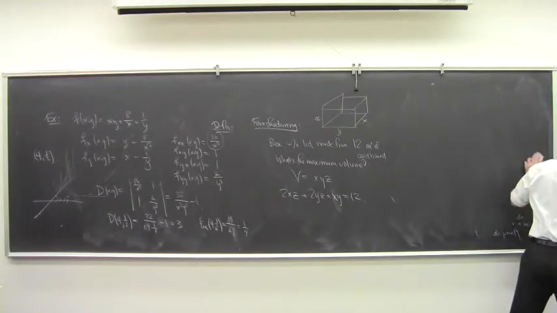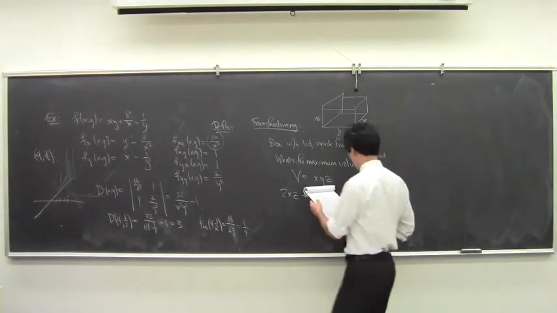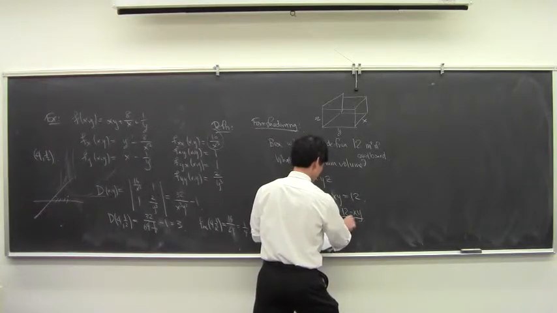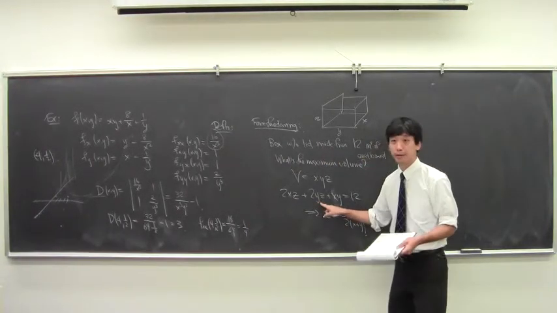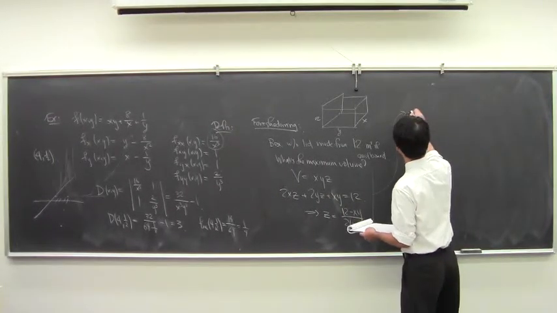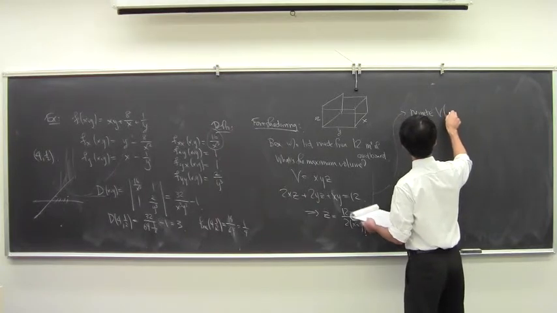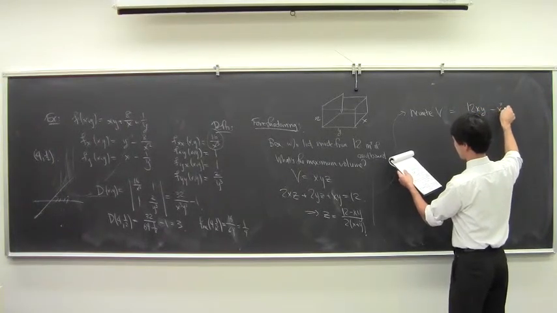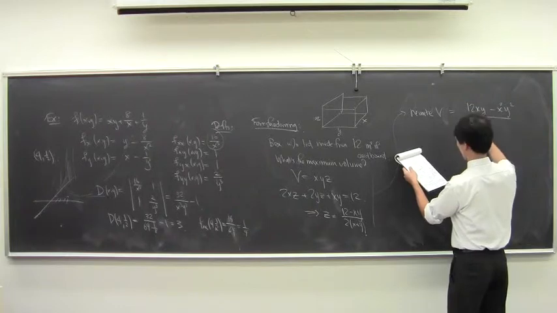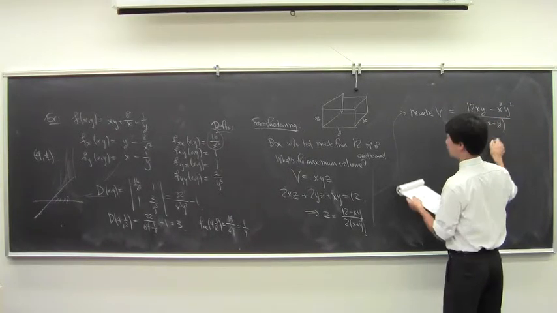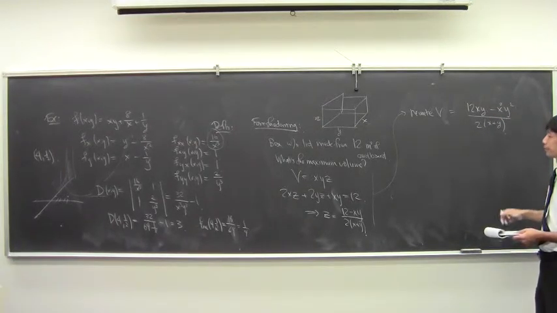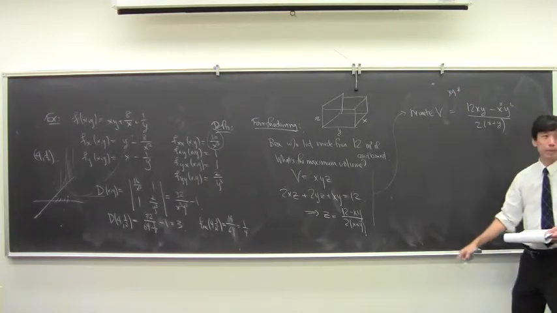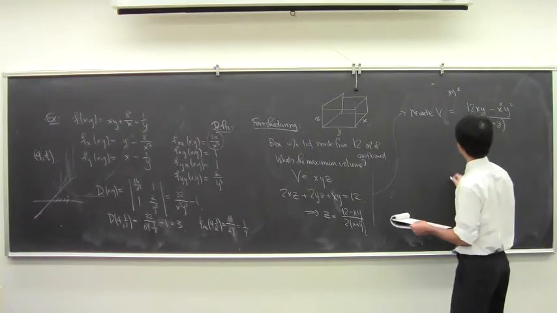Okay. But in this case, you can play a trick, and you say, well, we know that z is (12 minus xy) over (2x plus 2y). You could solve for z, and then you can rewrite V. V then is going to be (12xy minus x squared y squared) over (2x plus 2y). Right? Because it's xy times z. V was xy times z, and we just rewrote z in terms of x and y.